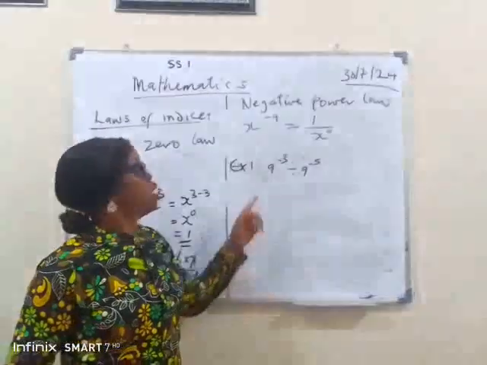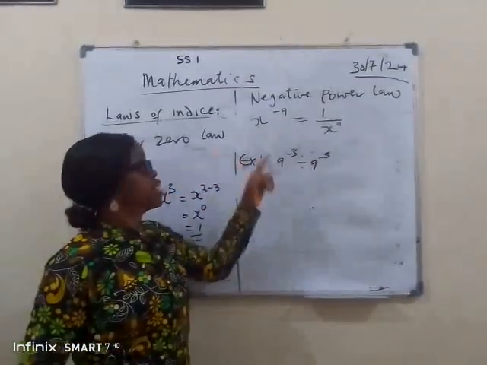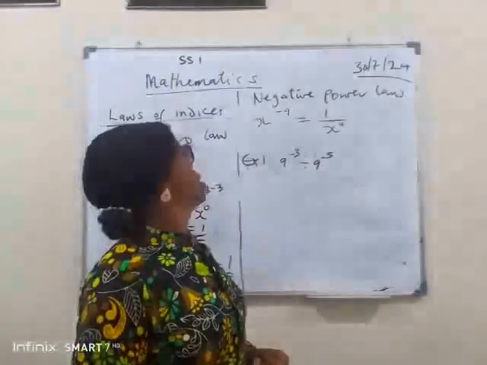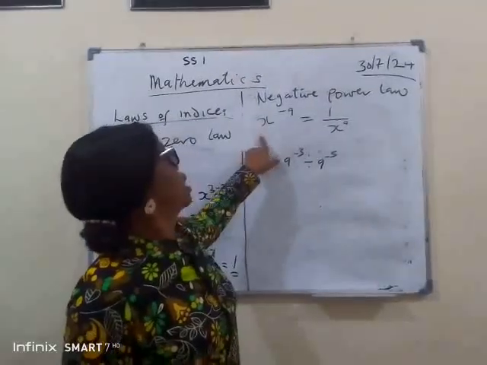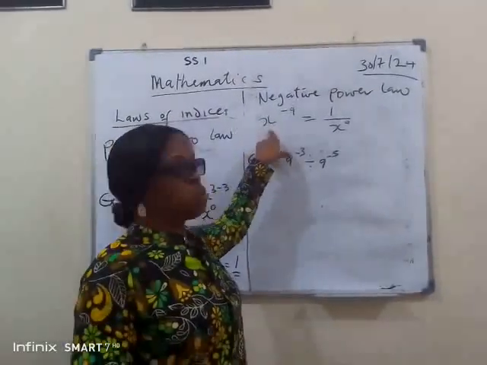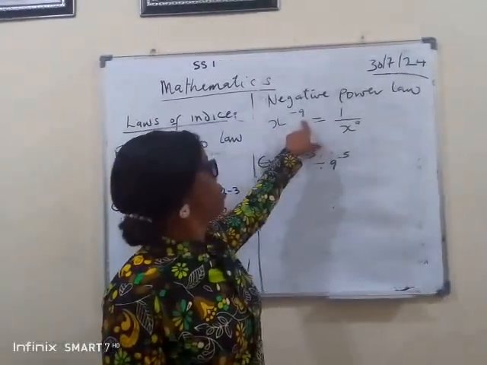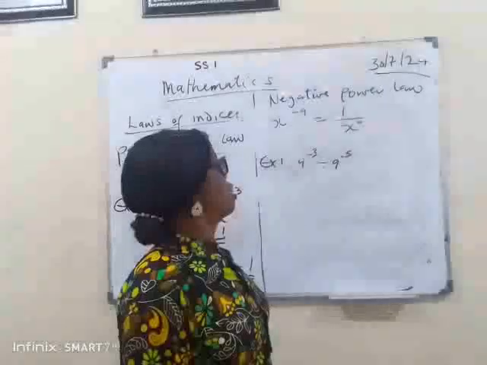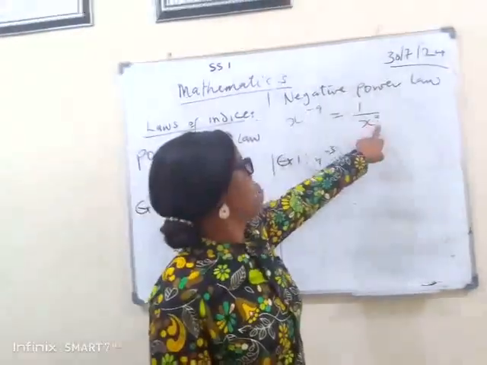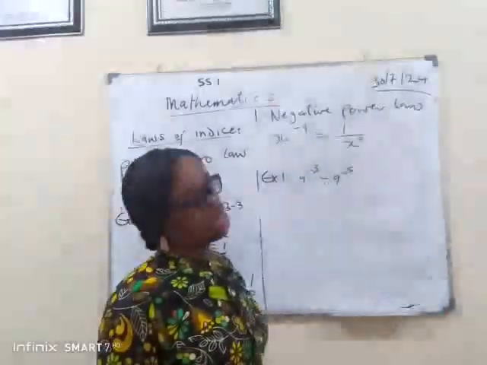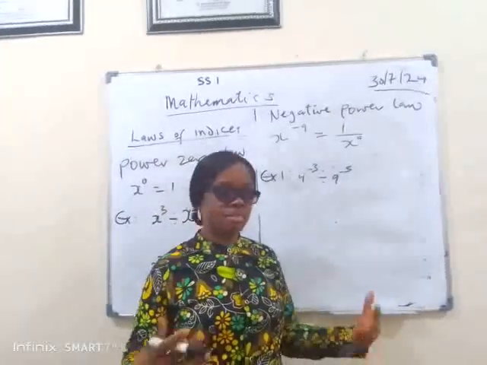Now to another law, which is the negative power law. In the negative power law, you can have x or any number raised to a negative power. We have 1 over that number to that power. As it is now, we can use it to solve anything in indices.